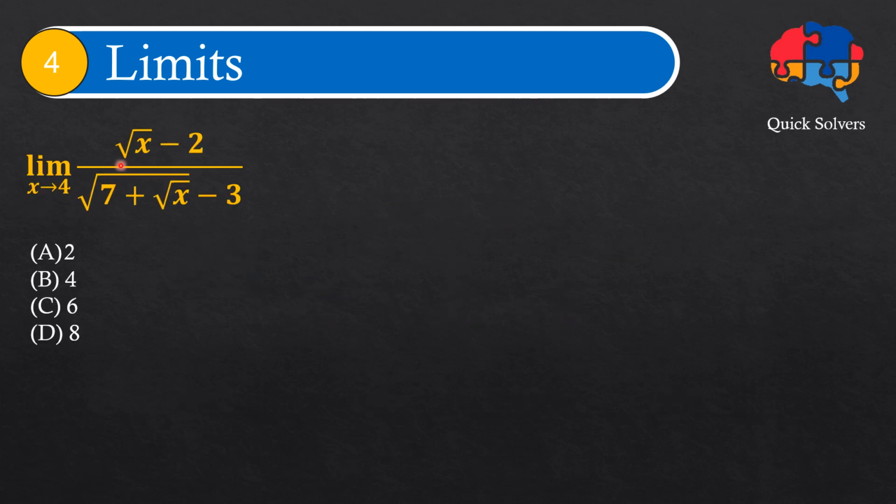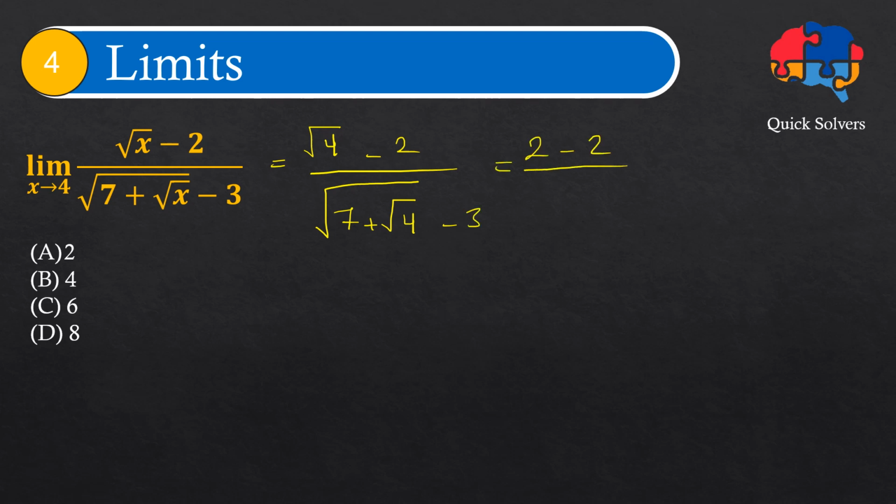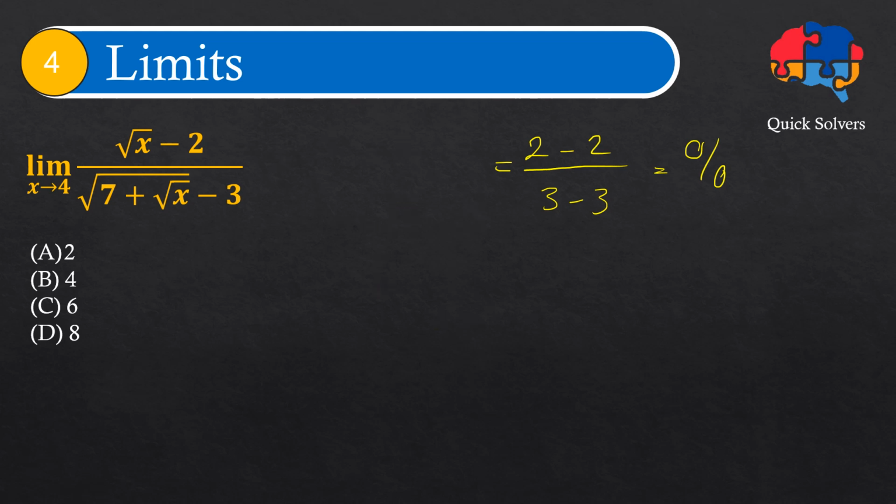Here we can first try replacing x by 4. If I do so, then I'll get square root of 4 minus 2 over square root of 7 plus square root of 4 minus 3. And this equals 2 minus 2 over, well, this part is square root of 9. 9 minus 3 is 3 minus 3, and this is 0 over 0. And this is an indeterminate form, which is not acceptable.